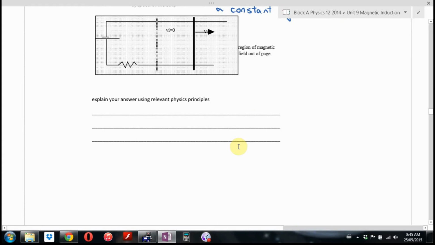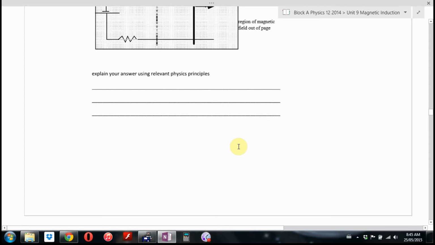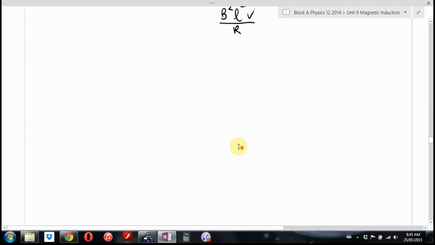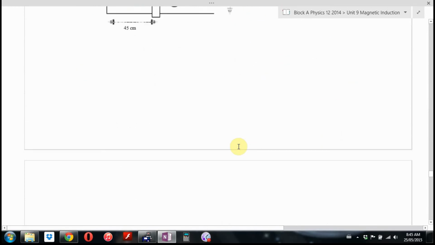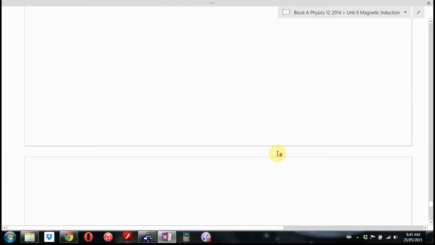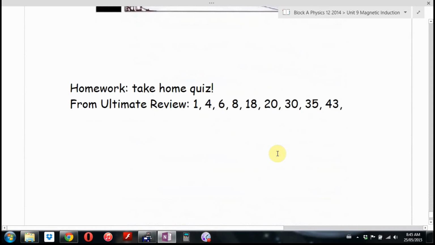Then we said, if you supply the current, you can get it to move. It's a rail gun. So we said, if you supply the movement, you can get a current. If you supply the current, you'll get the movement. I gave you some questions to try from the review, so I didn't give you any questions from here. I'll be giving you some questions from here on the last day before your test if you want to study, but otherwise, your homework is going to be from the review itself.